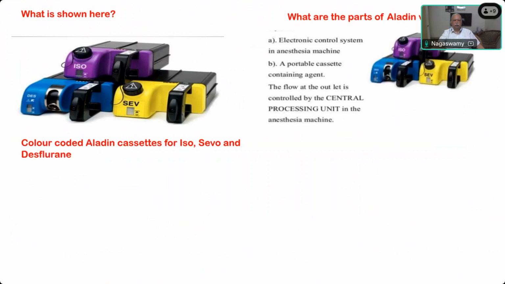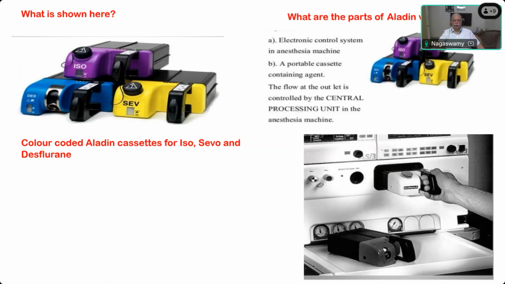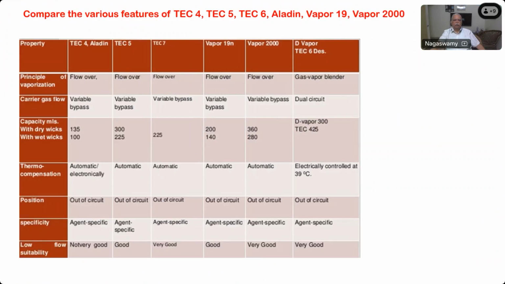It has an electronic component and a pneumatic component, which we have already seen. What is being done here? This action. So with this, the Aladdin cassette is either being inserted or being removed. Any one action can be there. There's already another cassette lying here. Either they are trying to fix it or trying to remove it. So that is the way it is done. And these are the comparisons between the various models of vaporizers.